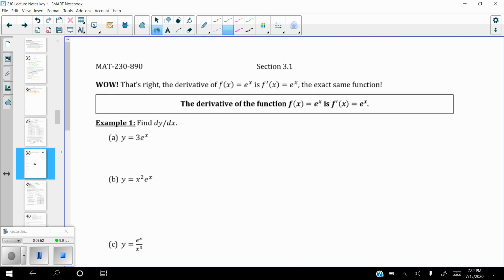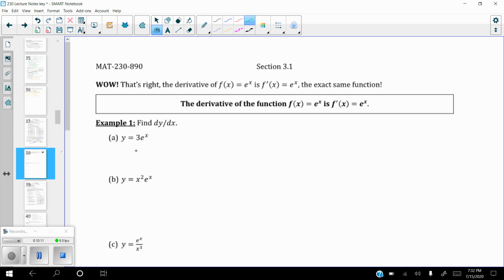So here we go. To me, that is the coolest derivative, because literally the derivative of e to the x is e to the x. Wonderful. It's going to make things really easy for us to do for the most part. Okay, so let's see how it fits. Let's do a few examples and find dy dx.